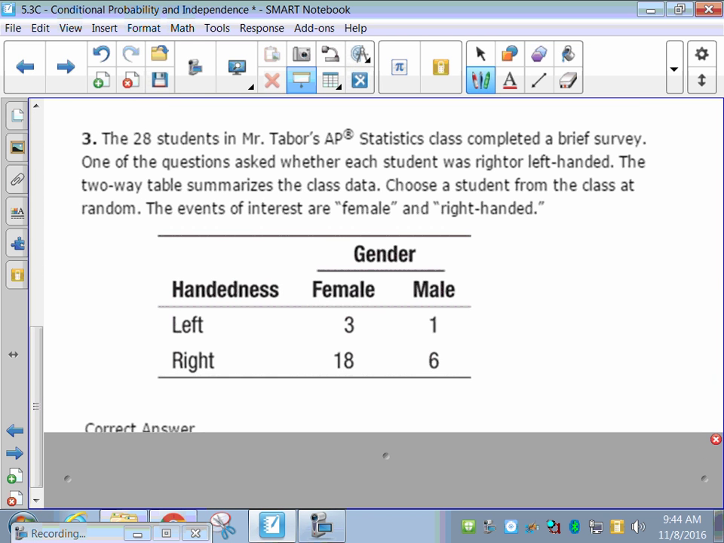And we'll try another one of these. The 28 students in Mr. Tabor's AP Stats class completed a brief survey. One of the questions asked whether each student was right or left-handed. The two-way table summarizes the data. Choose a student from the class at random. The events of interest are female and right-handed, so I want you guys to check for independence on this one. You guys try it.